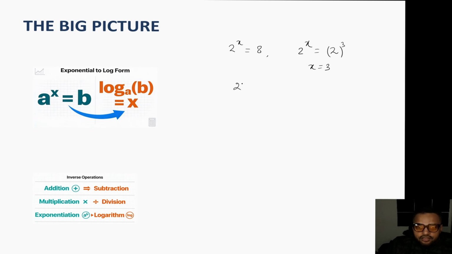But what if I say that 2 raised to the power x is equal to 50? Okay, so we can see here that x will not be a whole number, and it will be difficult for us to find the value of x here. So this is where the logarithm comes to the rescue.